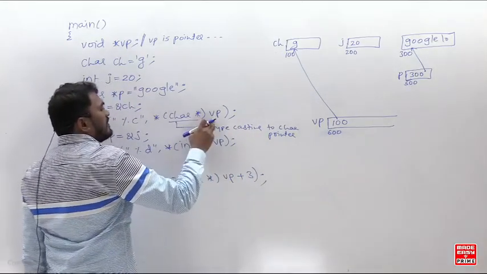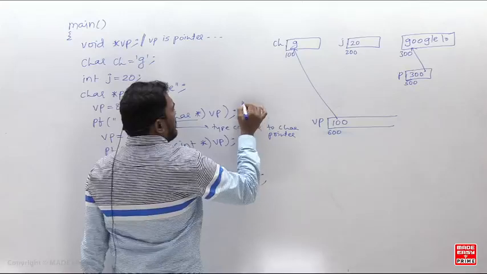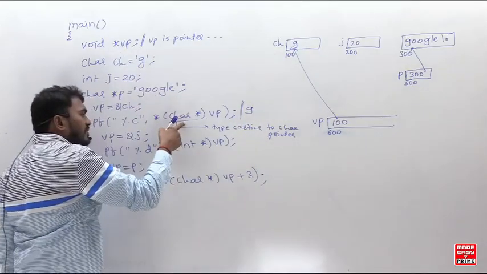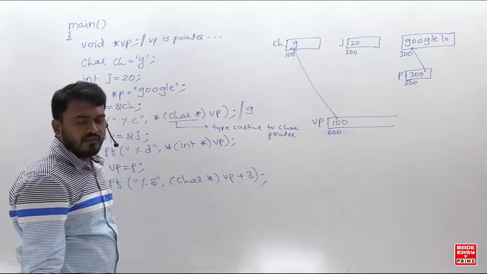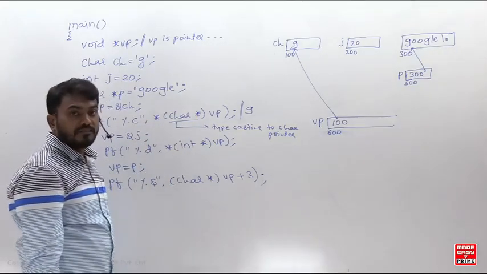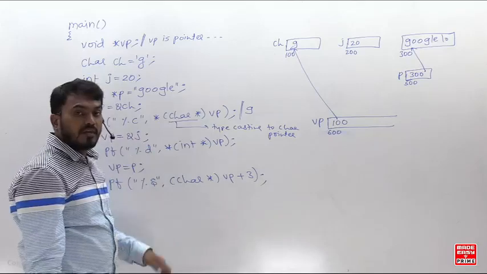So when you say character star vp, how much will it print? 1 byte of data. What is the output printed here? G. If you don't do the typecasting, what happens? That will give you an error. Why error? Because it doesn't know how many bytes it has to access. Okay, right.